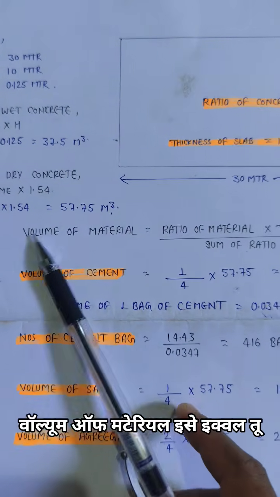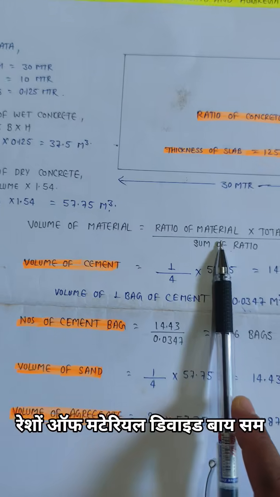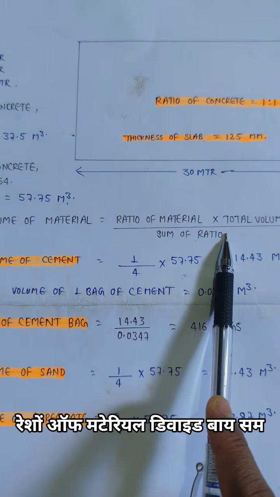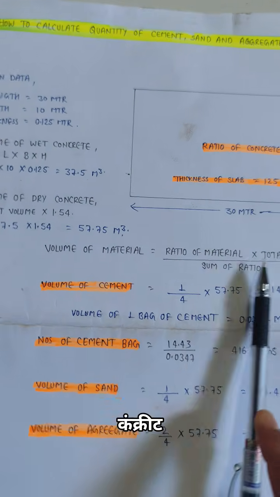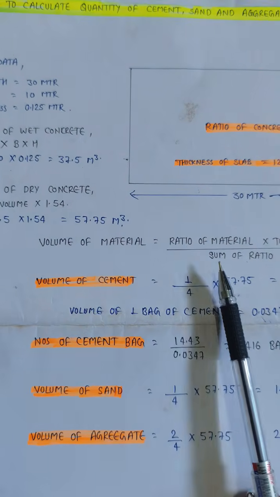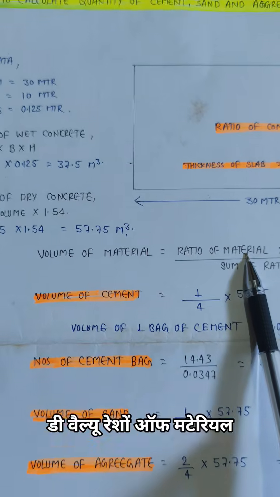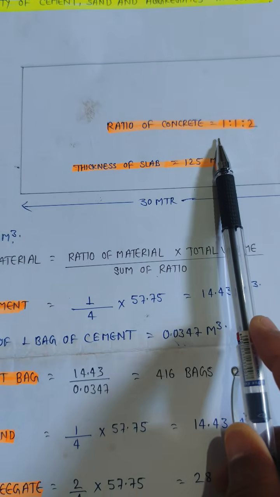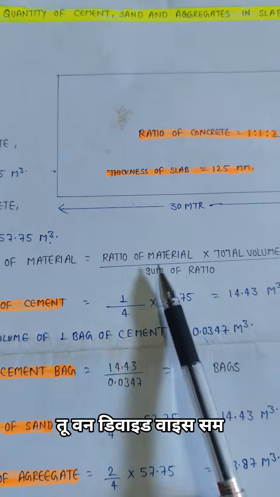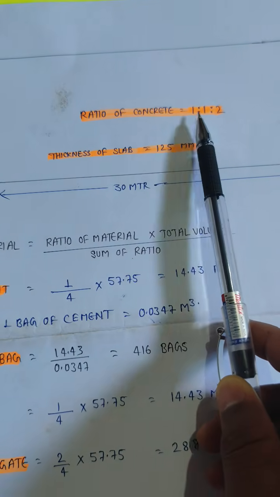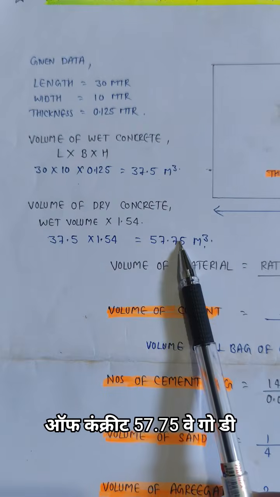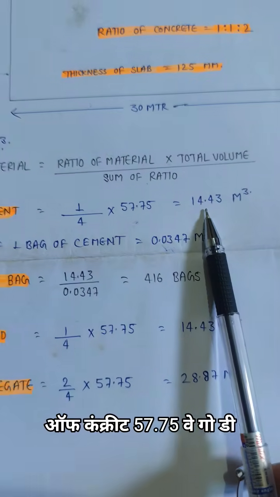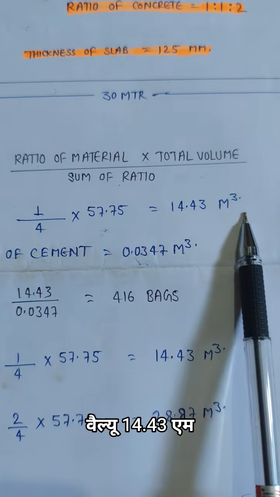Now volume of material is equal to ratio of material divided by sum of ratio, into total volume of concrete. So we put the value of ratio of material. We see the ratio of cement is equal to 1 divided by sum of ratio 2 plus 1 plus 1, which is 4, into total volume of concrete 57.75. We got the value 14.43 m3.